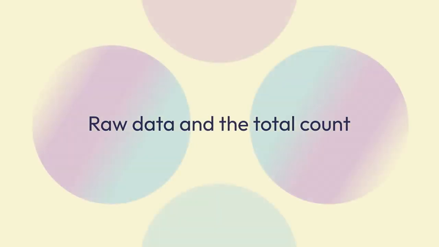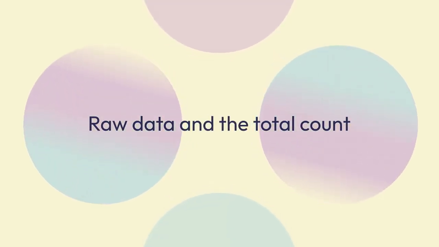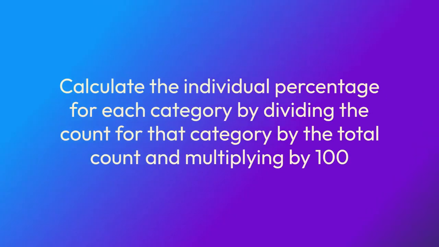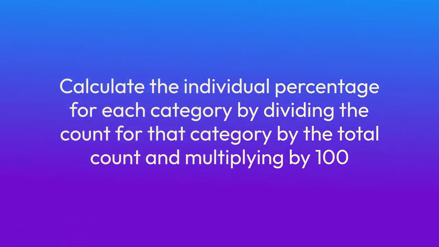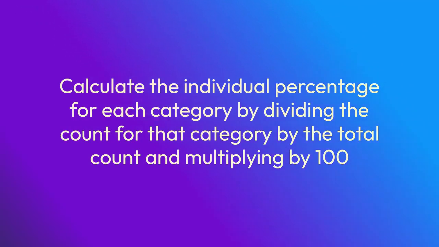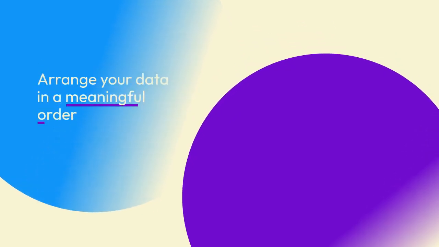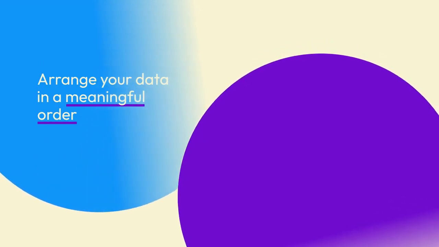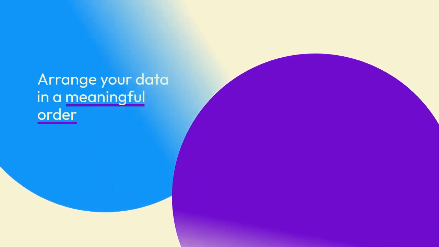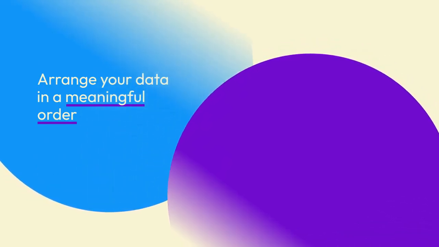To summarize the calculation steps, first, you need your raw data and the total count. Second, calculate the individual percentage for each category by dividing the count for that category by the total count and multiplying by 100. Third, arrange your data in a meaningful order, often from highest to lowest frequency, but any order works as long as it's consistent.